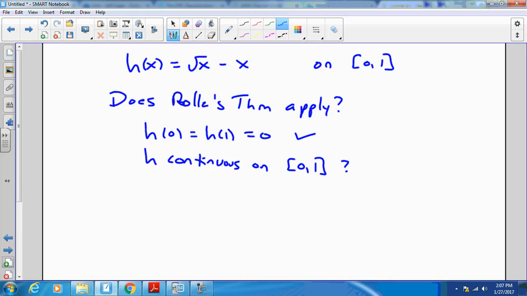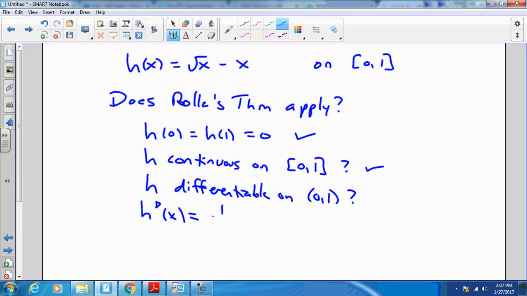One way to think about this is to consider each of the terms separately. Is the square root of x a continuous function on 0 to 1? Yep. Is x? Yep. So therefore the difference of the two continuous functions is also continuous. Is h differentiable on 0 to 1? Well, to find out, let's actually compute h prime and see what we see.